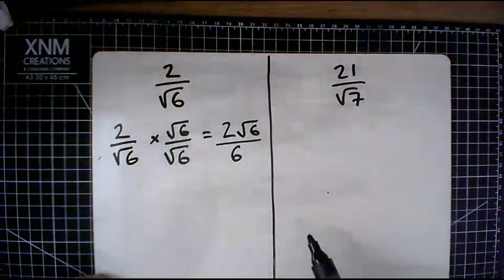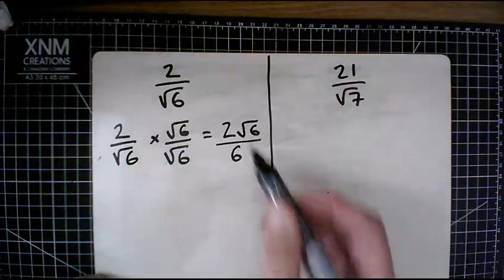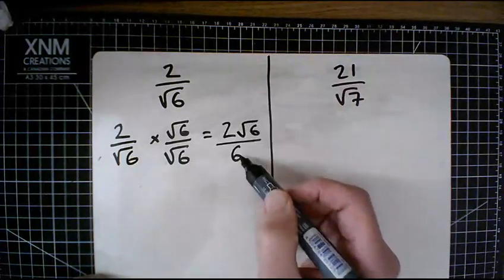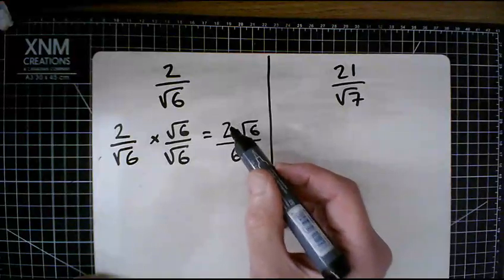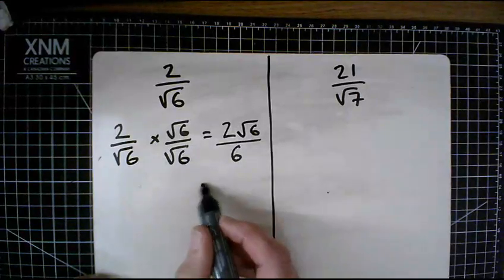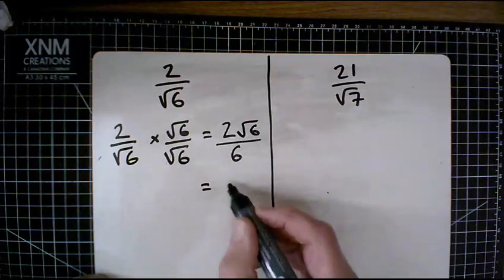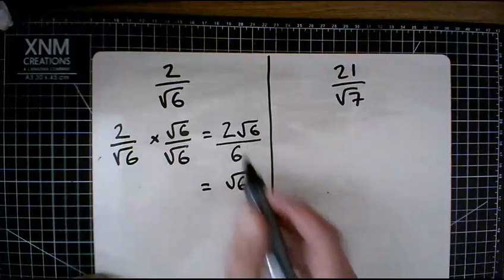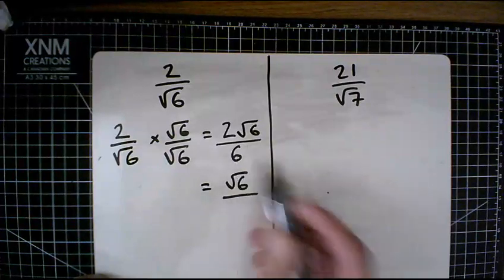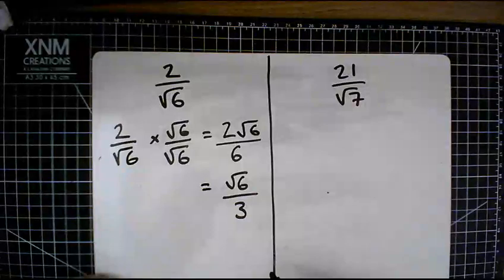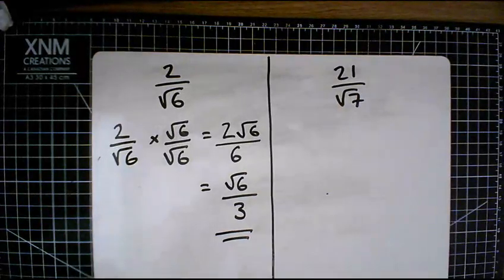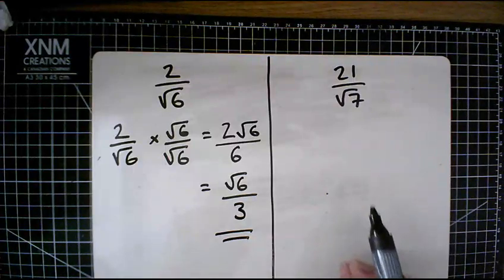Now, I'm not fully finished yet, because this is simply a fraction, and I can simplify the numerator and the denominator by dividing by 2. 2's into 2 go 1, so I've got 1 root 6, and 2's into 6 go 3. So this is my final answer. Okay, pause the video and try this one.